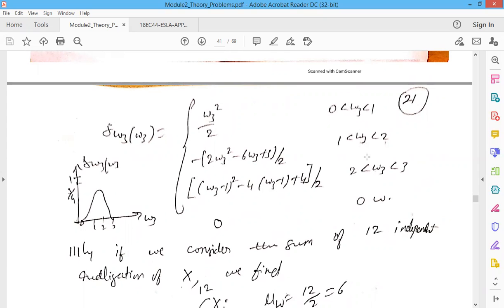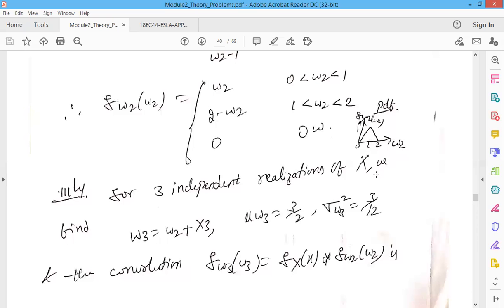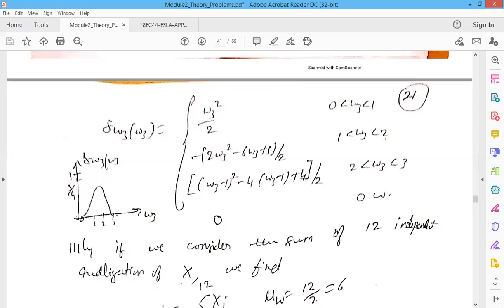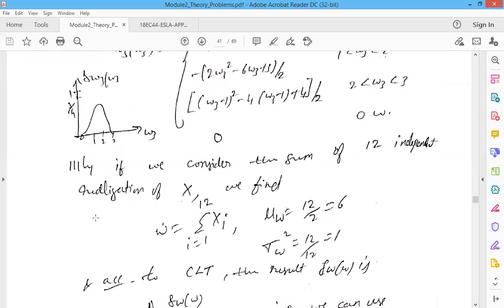When you go on doing such convolution, you can see that the second convolution results in a somewhat triangular PDF. When the value of n is 3, it is going to be like a Gaussian PDF. So when you do such convolution for larger values of n, it results in the Gaussian PDF.